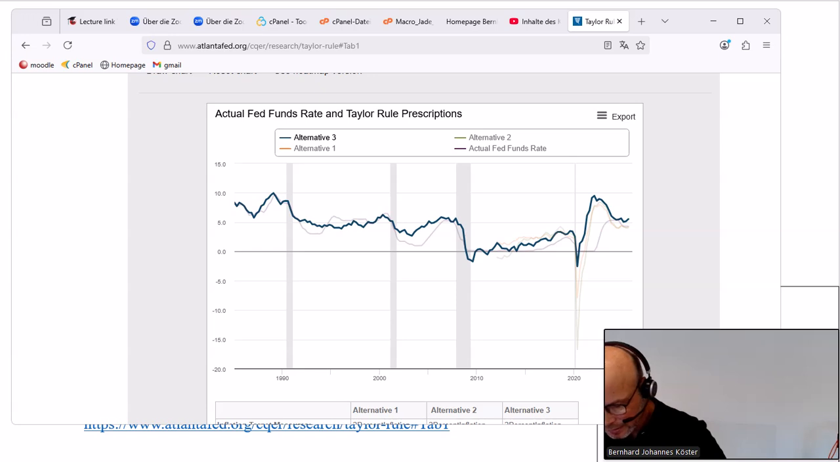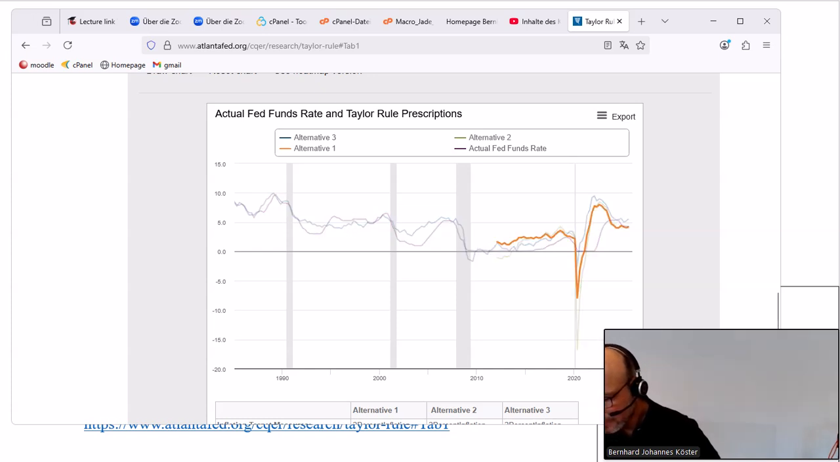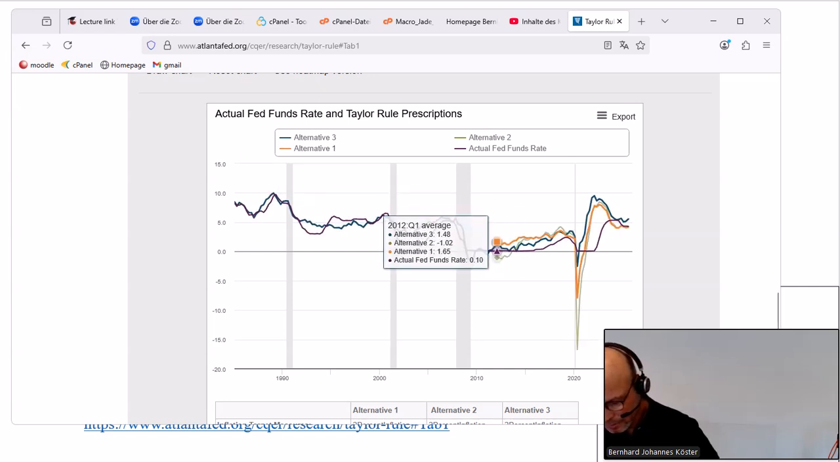And the actual funds rate is this one. Why is it starting only at 2010? I don't know.